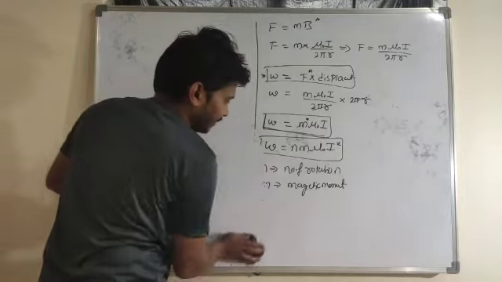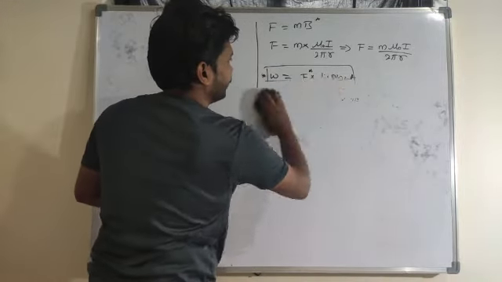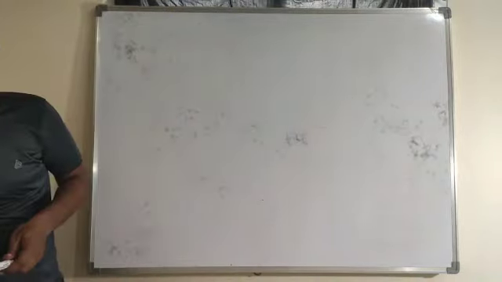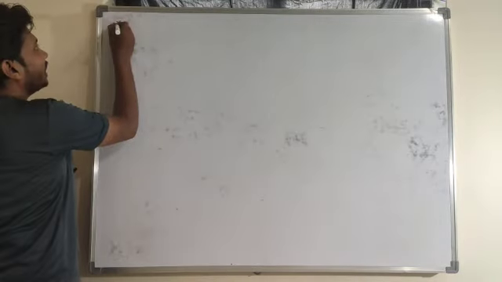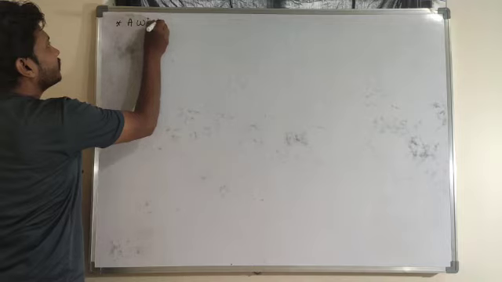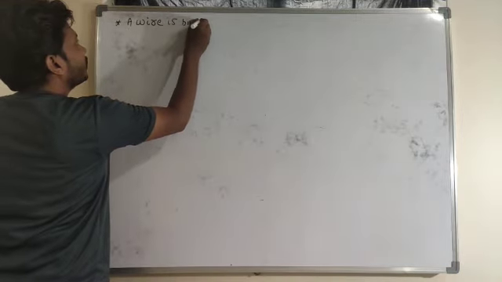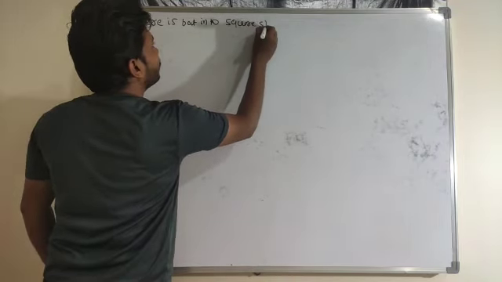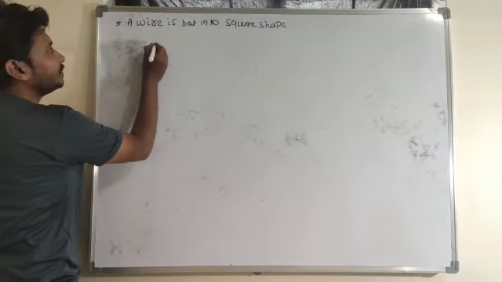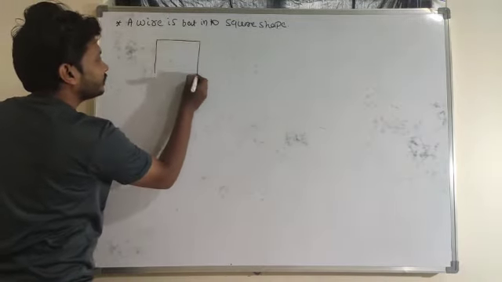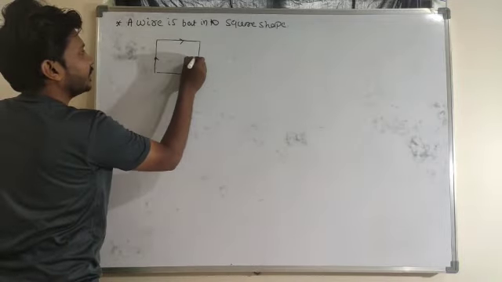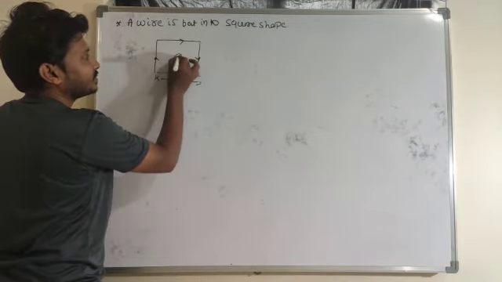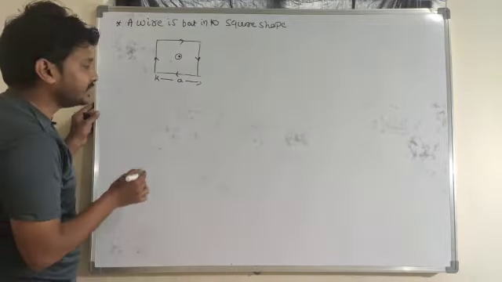I will consider one wire and bend it into different shapes: one a square, another a triangle, and a hexagon. First, the wire is bent into a square shape, so this is the square. The side value is A. I want to find the magnetic field at the center of this square.